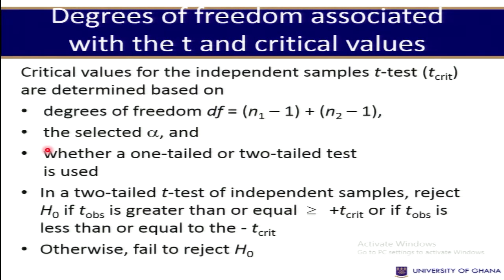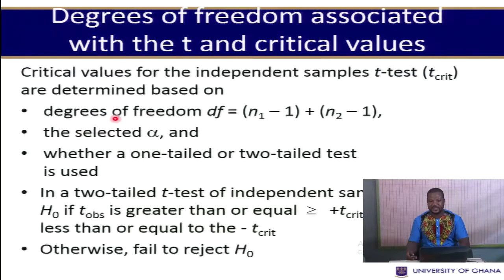Now, how do we get the degrees of freedom and read the t-critical? Critical values for the independent sample, that's the t-critical, are determined based on degrees of freedom, the selected alpha level, and whether we are dealing with a 1-tail or a 2-tail situation. So it is the same information that we need when we are dealing with one sample. To read our t-critical, we need our degrees of freedom. We need the selected alpha level or the significance level. If none is given, then we pick 0.05 that the social sciences have adopted, and then whether we are dealing with a 1-tail or 2-tail situation.